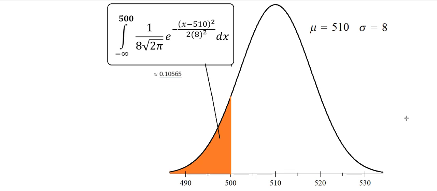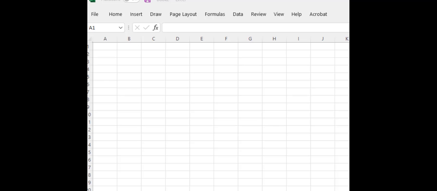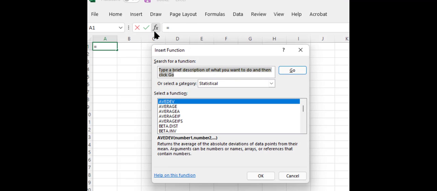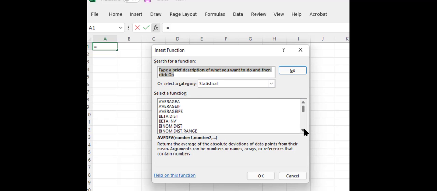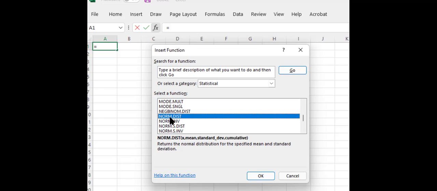And if you want, you can just go ahead and use Excel. To use Excel for this purpose, just click on the insert function key in Excel. Then you have a statistical category, so you can choose the normal distribution, which is right here, and you can see there are lots of functions available here for us to use.